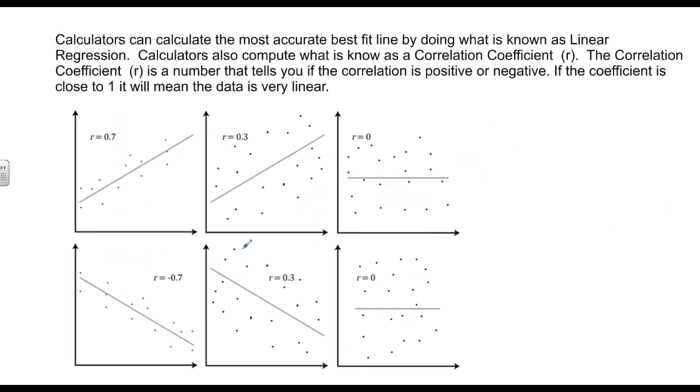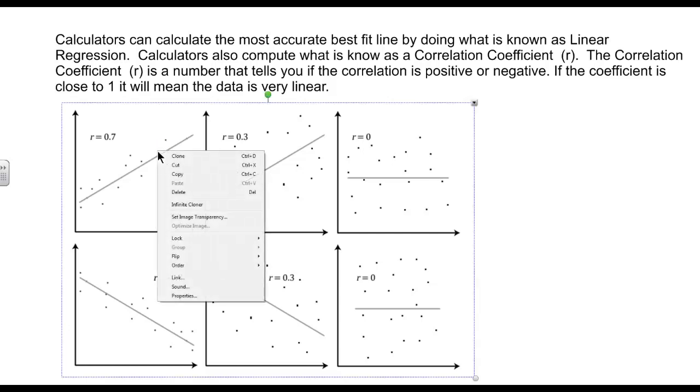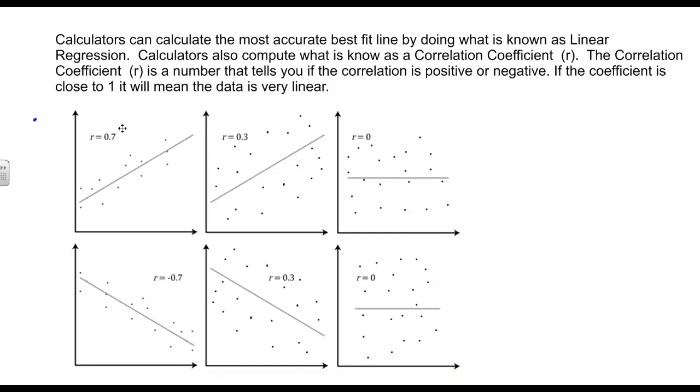Now, our calculators can calculate these lines very accurately and place these lines in such a way that the distance from point to point from the line will be minimized, and it will also calculate an equation of a line that gives us the best correlation. These calculators will also calculate something called a correlation coefficient, given by the variable r, and that variable is calculated as a number between 1 and -1.